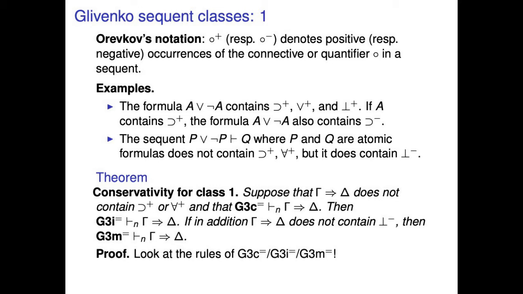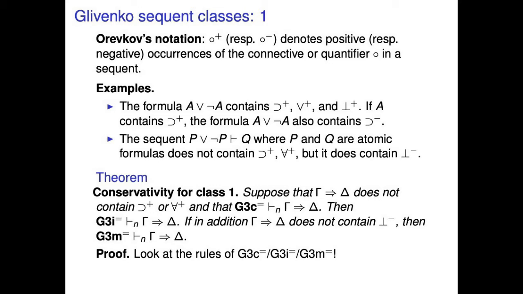What does this notation mean? For example, the formula A or not A contains a positive implication, since negation is defined as implication, a positive disjunction and a positive falsum. If A contains a positive implication, then the formula contains a negative implication because negation changes the polarity. Also, polarities change in a sequent, so in the antecedent of a sequent, the polarity changes. Here in the sequent, P or not P, constructive Q, this contains a negative falsity.